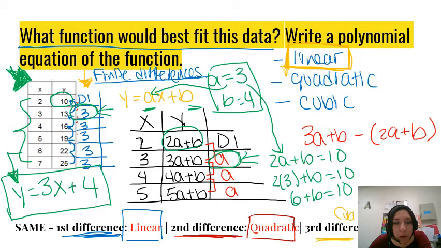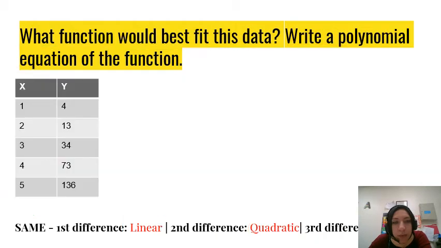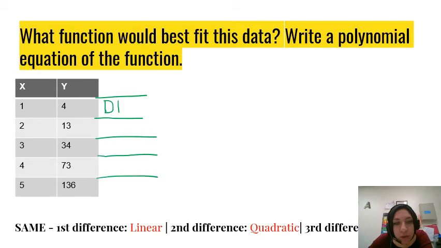So the second example is just the same, but this time it's not going to be linear, because I wanted to show you what a quadratic or a cubic equation looks like. So I'm just going to set it up, and then I want you to work on your own to find the equation for this one.